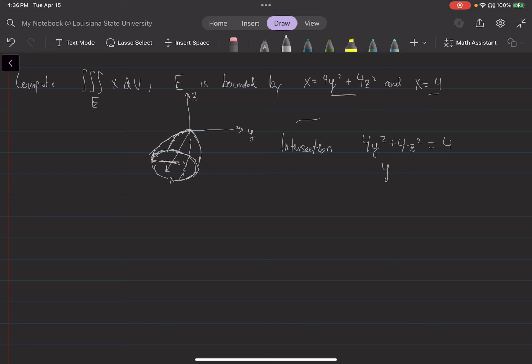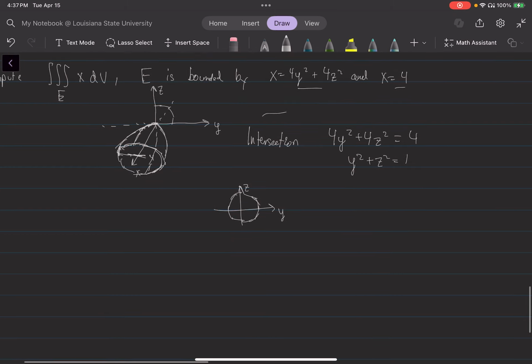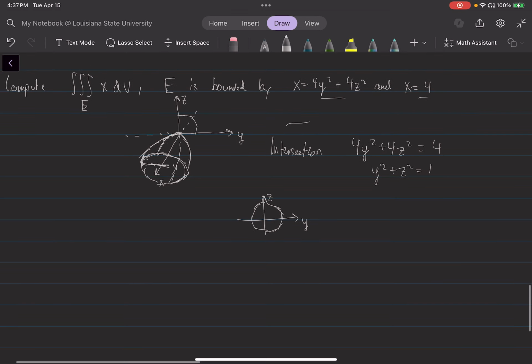Then what you have is y squared plus z squared equals 1. So it's a circle with a radius of 1, but it's not projected on the xy plane. It's instead projected on the yz plane. So if we imagine our yz plane, it would look something like that, a circle with a radius of 1. If we're dealing with something circular, symmetric about the x-axis, I'm immediately thinking this is probably a good use for a cylindrical system.